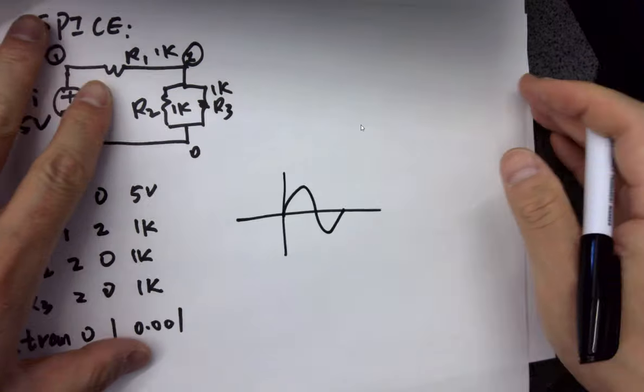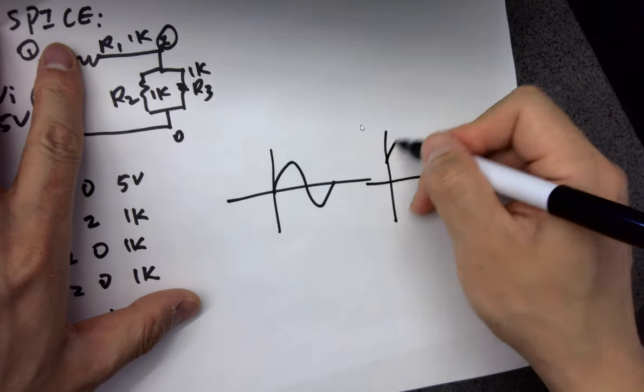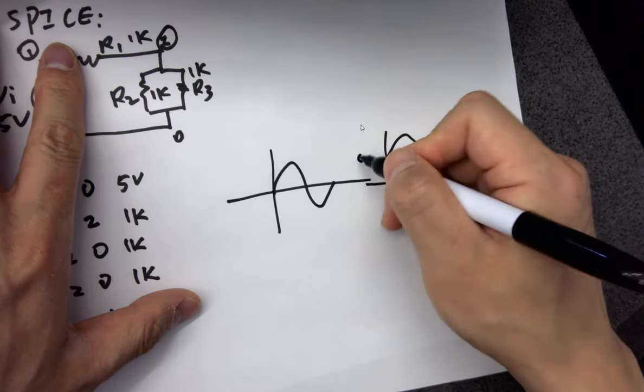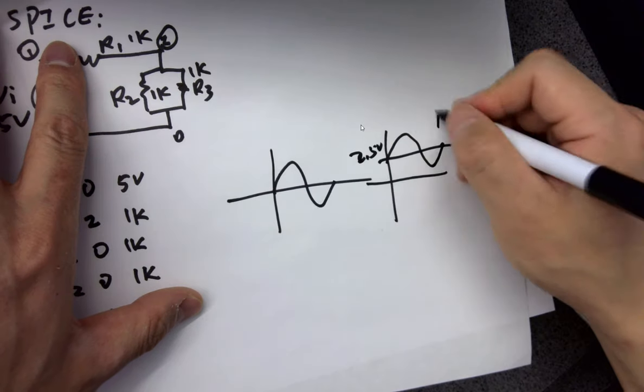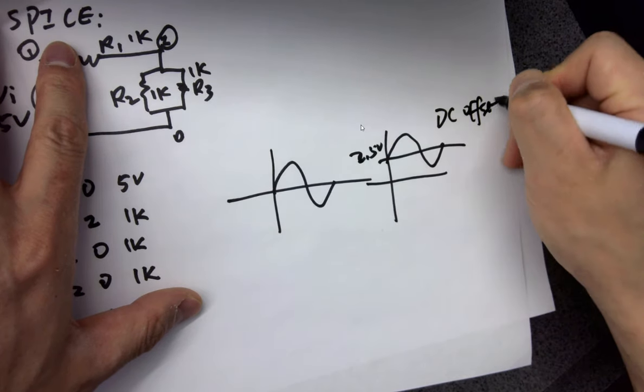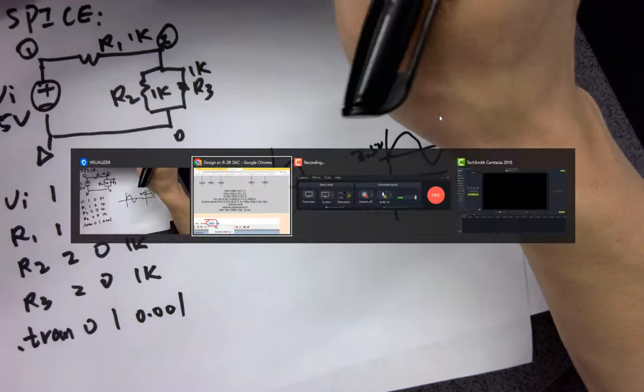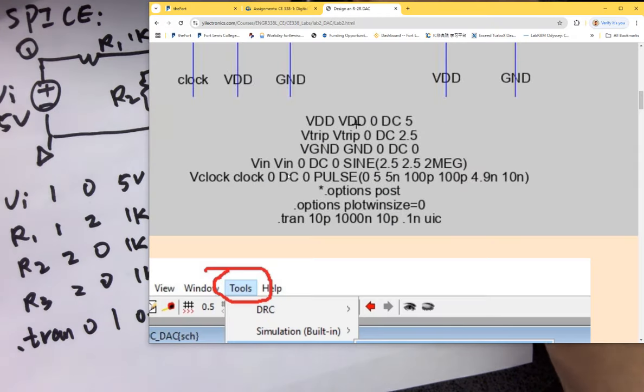Sine wave swing around 0. Sine wave swing around 2.5 volts. DC offset. Sometimes you need a DC offset. That's why you put a DC here. If you need the offset, put an offset. If you don't need the offset, put a 0. So it's going to swing around 0. Okay. And sine wave, 2.5, 2.5, 2 megahertz.